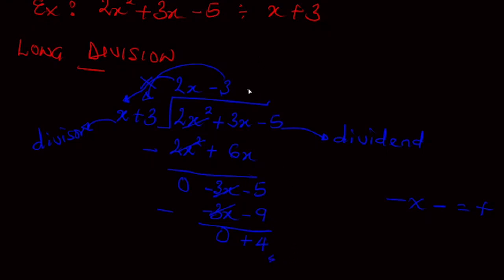So our quotient, this is called the quotient, and this is called the remainder.